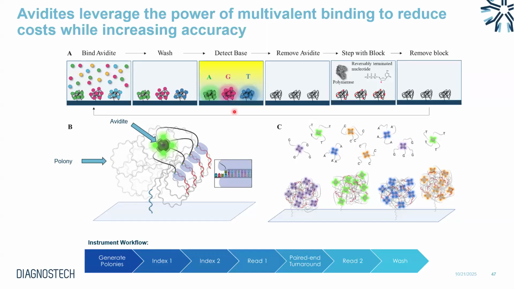And then we need to step forward into the next position. So we remove the AVITIs and we block that position using a reversibly terminated nucleotide with a polymerase, allowing the polymerase to jump one base forward. We then remove the block and then we start again by binding another AVITI throughout the different cycles. So this separates the process of stepping along the DNA template from the process of identifying each nucleotide, allowing each to be optimized for quality and reagent consumption.